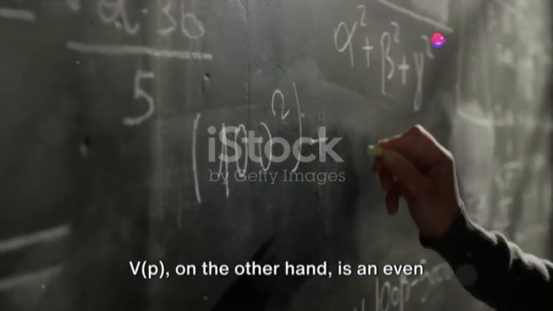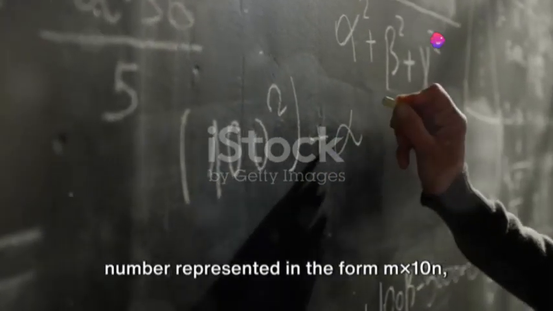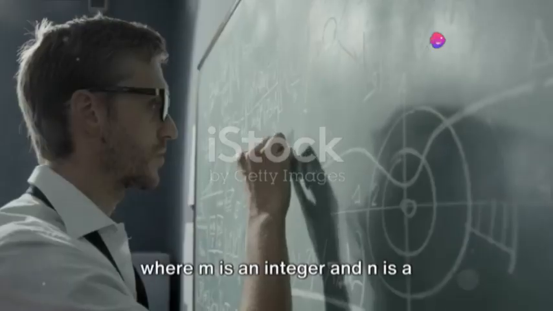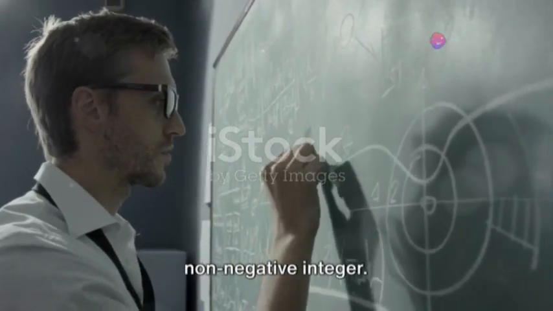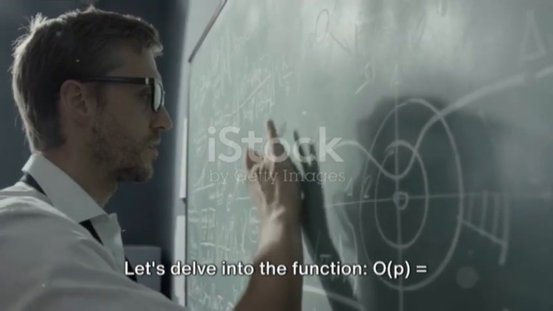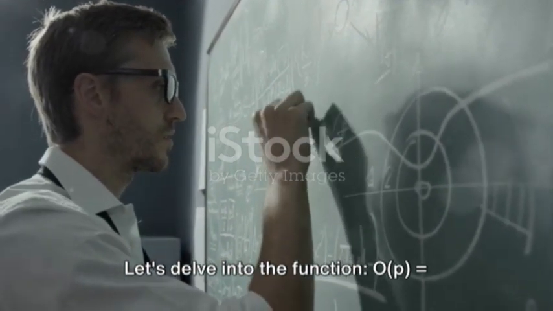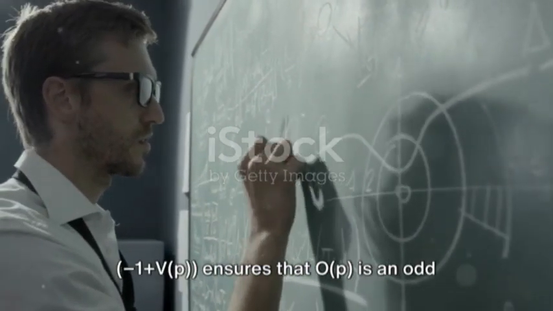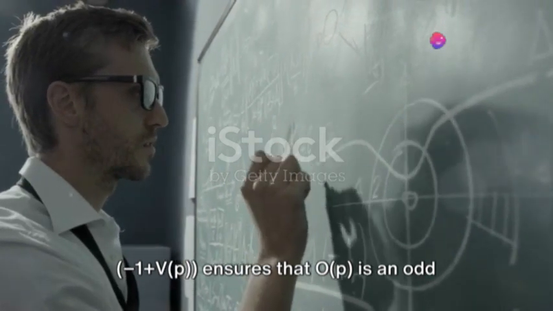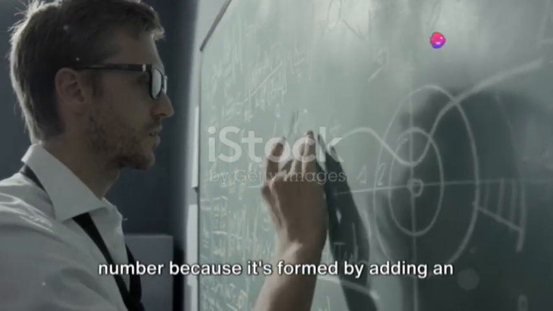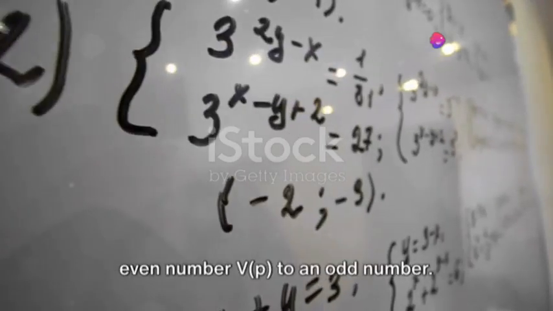VP, on the other hand, is an even number represented in the form M×10^N, where M is an integer and N is a non-negative integer. Let's delve into the function. OP = 1 + VP ensures that OP is an odd number because it's formed by adding an even number VP to an odd number.